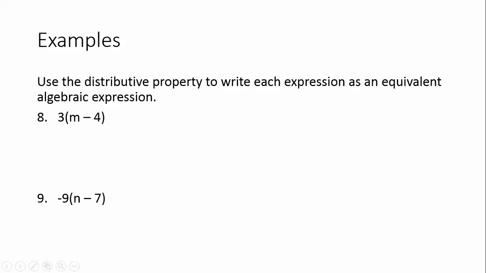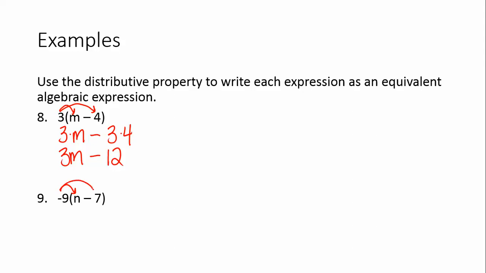If you'd like to pause the video and try these two on your own, I'm going to incorporate some subtraction. We're still on number 8, multiplying the 3 times the variable m and then 3 times the 4. Paying attention that that subtraction sign is there. So 3 times m minus 3 times 4. 3 times m is 3m. 3 times 4 is 12, so it's 3m minus 12.